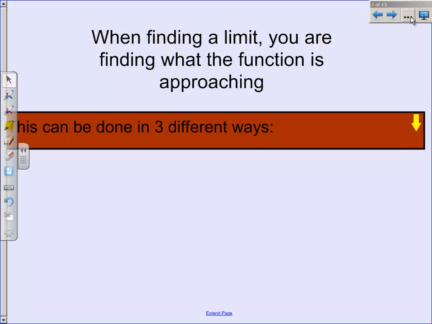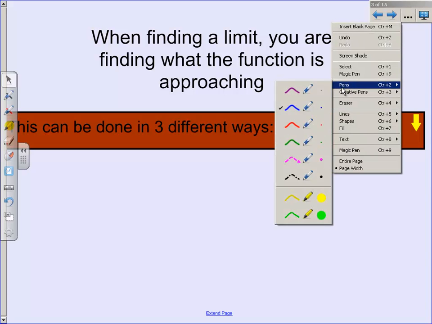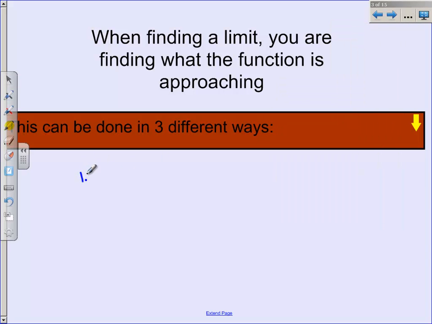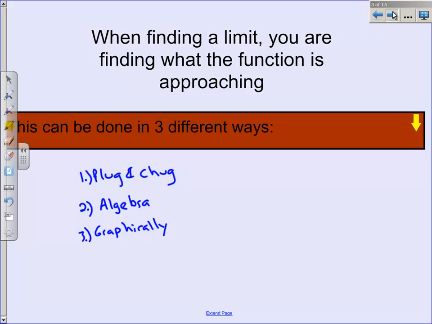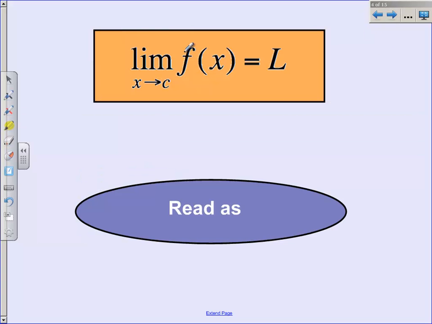Now, when we are answering limits, we're going to do these one of three different ways. First of all, we're going to do some plug and chug, or maybe make a table. We're going to do some algebra, and there's other things to do besides just algebra, but I'm going to call it algebra for now, because factoring is going to be involved. And we can also just take a look at a graph. We can do it graphically. So we're going to do all of these. So let's get started.